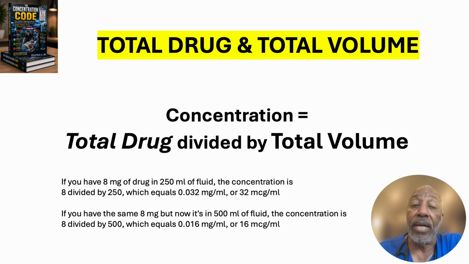Practice this right now. Take any bag you've hung recently and work through the relationship from memory. What was the total drug? What was the total volume? What was the concentration in milligrams per milliliter? What was it in micrograms per milliliter? If you can answer all four questions without looking anything up, you're already building the mental model.